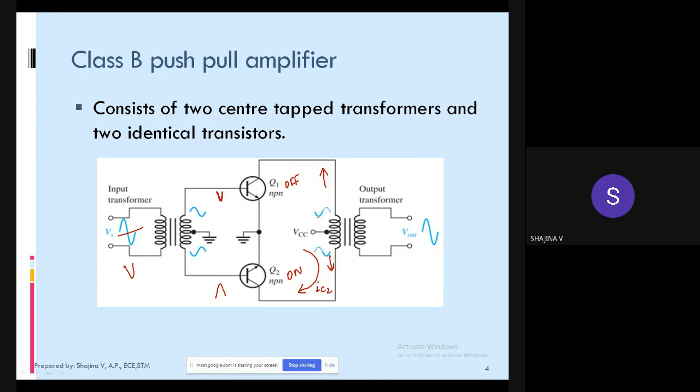So here you will get a wave like this, and here it will be like this, because this is in common emitter configuration. So here and then down there will be a phase shift. So here during positive half cycle, which is conducting, means you will obtain a wave like this. Okay, and here during negative half cycle, you will get a wave like this here.